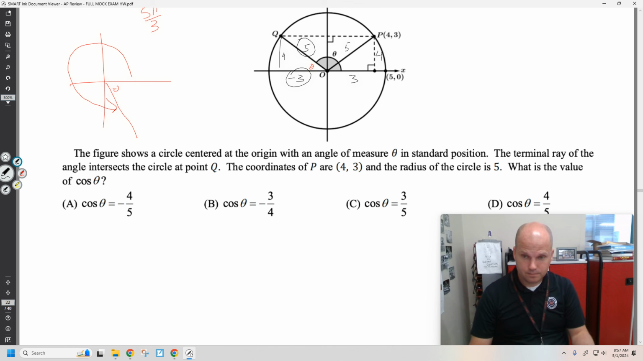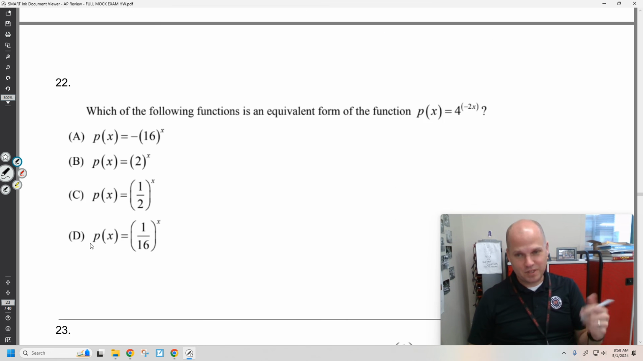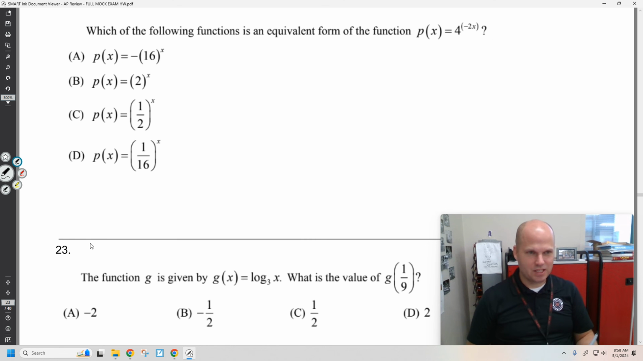Wow. I'm sorry. It's 4, 3. I would have gotten that wrong if they had the answer choice. Adjacent over hypotenuse, negative 4/5. My bad. Be careful out there. Don't make silly mistakes like Mr. Mester did.